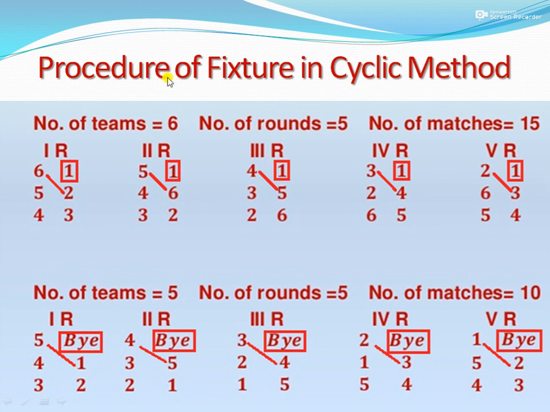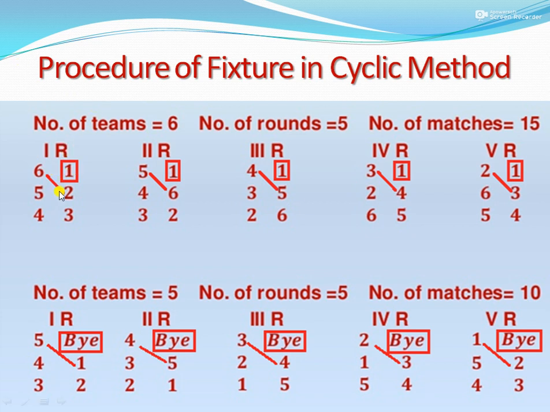Now the procedure of fixture in the cyclic method. Listen, if we have an even number, say 6, the number of rounds will be 5, because n minus 1. The number of matches will be n into n minus 1 upon 2, which means 6 into 6 minus 1 upon 2; 6 fives are 30 upon 2. The number of matches will be 15. Now we start the rounds. In the first round we put 1 on the top of the right hand side and fix that team in that place only.